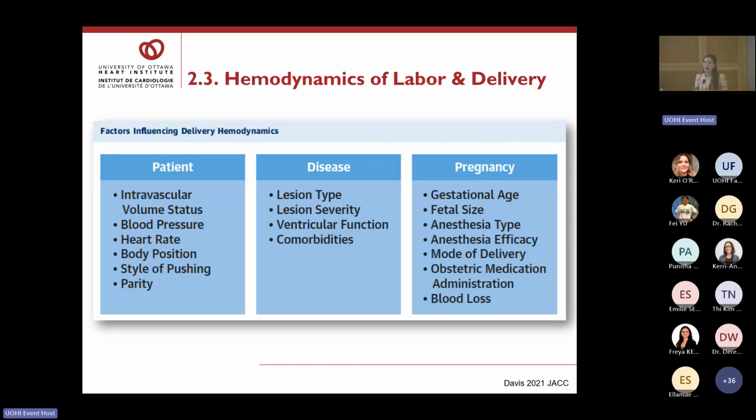So the hemodynamics of labor and delivery are very dependent on a multitude of factors. Certainly how the patient enters labor is going to matter, what their volume status is, what their vital signs are. Their underlying cardiac condition is going to play a big role. Do they have obstructive lesions? Do they have a cardiomyopathy? And definitely everything that has to do with the mode of delivery and the anesthetic of choice.